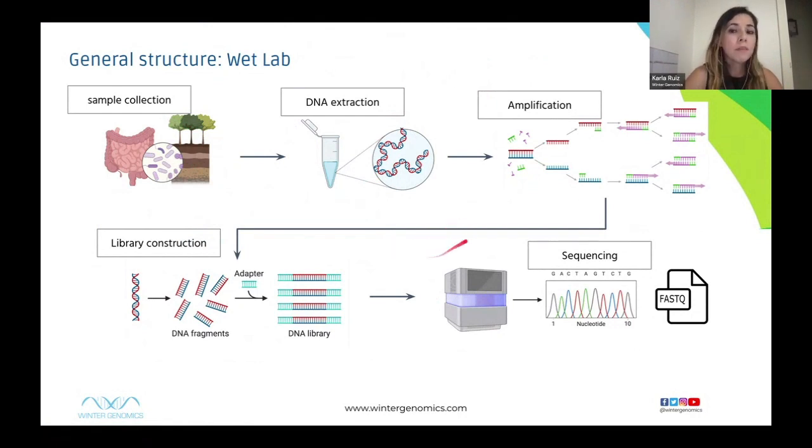Now that you've amplified this data, you normally send the sample to a sequencing company so that they can perform the library construction, and then they will do the sequencing part. So you will have as an output the FASTQ files. These FASTQ files are the ones that contain the sequence and the quality score of each nucleotide.